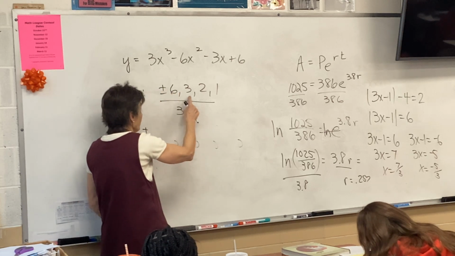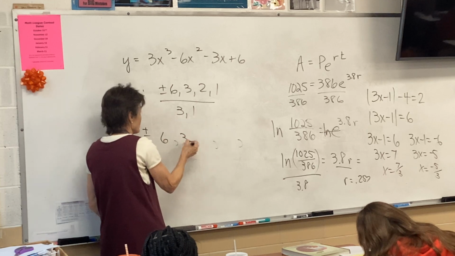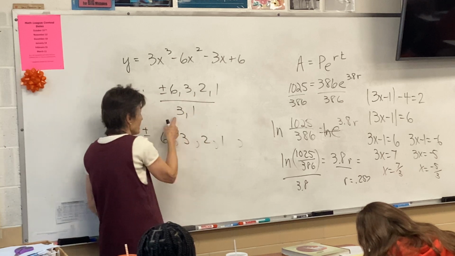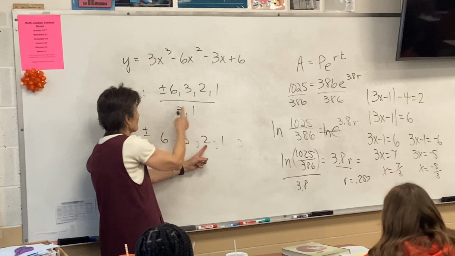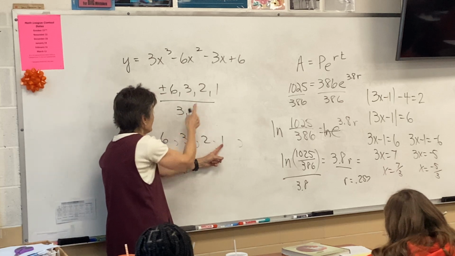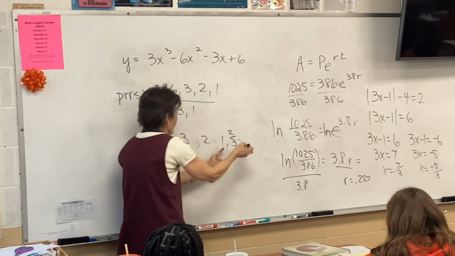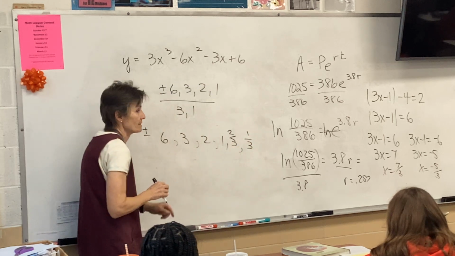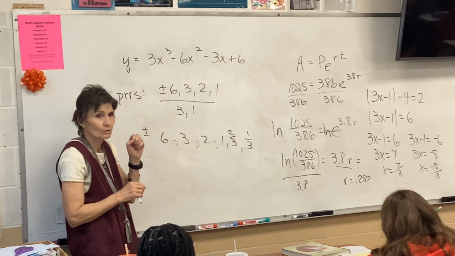Now, take all of these and put them over 1. So it's 6, 3, 2, and 1. Then, take all of these and put them over 3. So 6 over 3, 3 over 3, 2 over 3, and 1 over 3. So there is my complete list of possible rational roots.